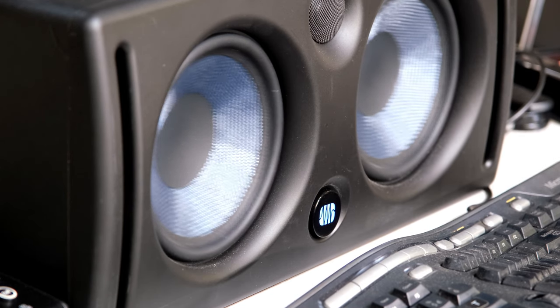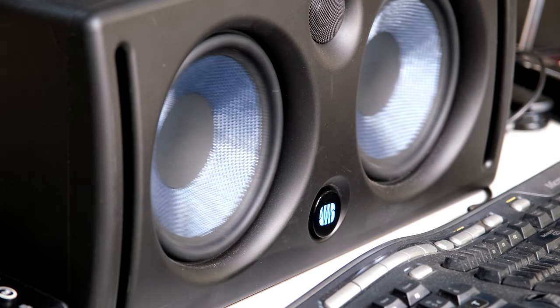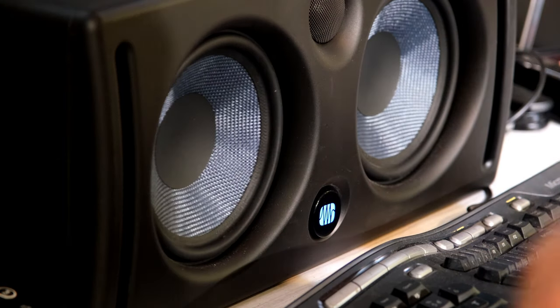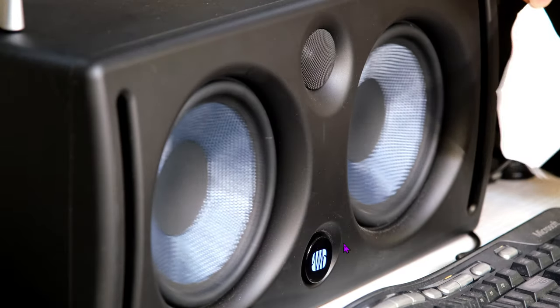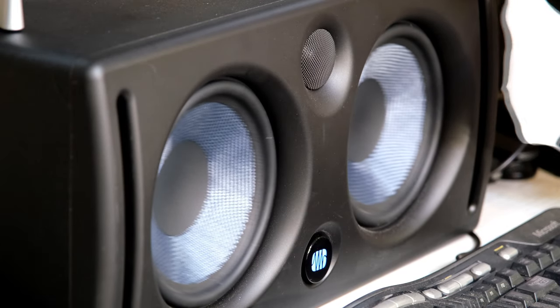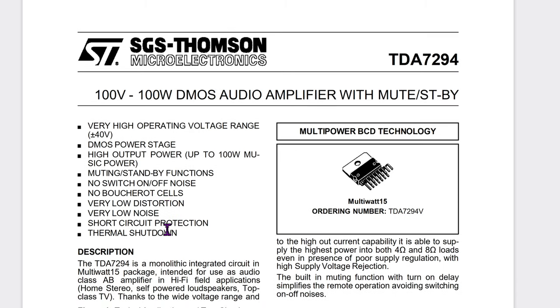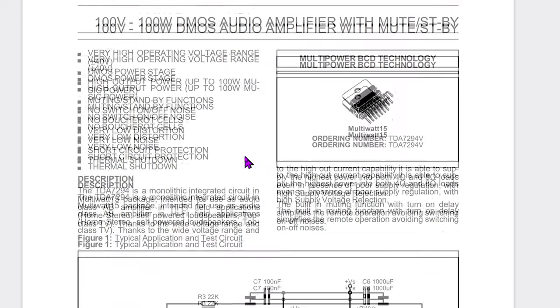But remember that when we're using this type of speaker in a studio, we don't necessarily want it very, very loud. We want it to be accurate rather than loud. And to be loud and accurate, well, that's the major challenge. So if I pull up the data sheet for the amplifier that is used in the speaker, it's the TDA7294, and having read it, I found it quite interesting.